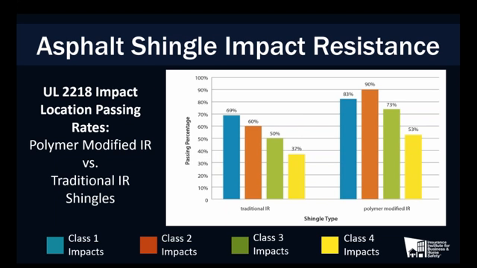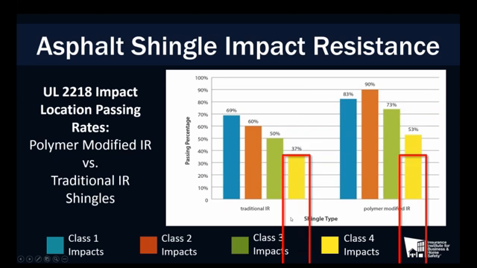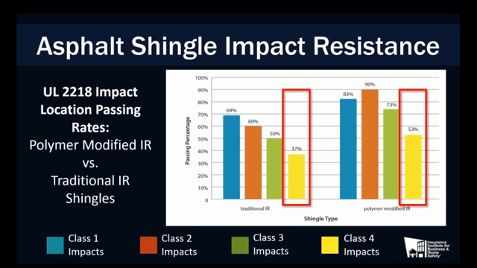So when we put those statistics together and broke them down in that way, we did notice that the polymer modified shingles did have higher passing rates than the traditional impact-resistant shingles. They're still not at 100%, but we did see an increase in those quantities.